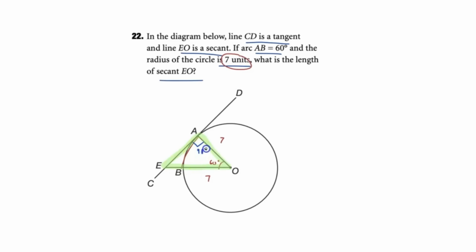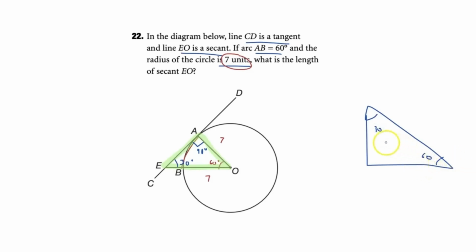And well, guess what? There's 180 degrees in a triangle. And so this last angle right here, angle AEO, is going to be 30 degrees. So now we have a 30, 60, 90 special right triangle. If we draw our triangle right here, this is on your reference sheet. So let's say this is 30 degrees, this is 60 degrees, and obviously the last angle is 90 degrees.